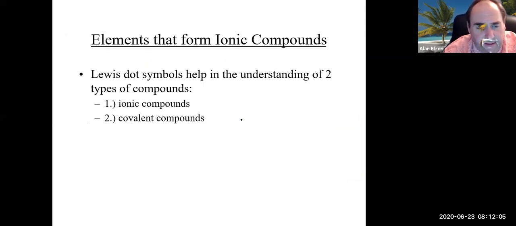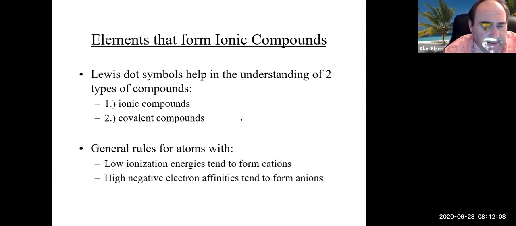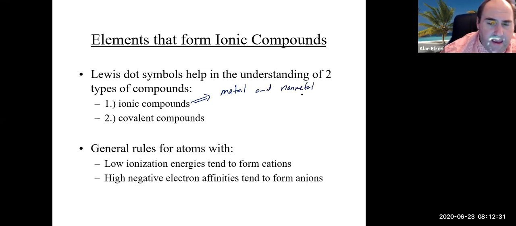So let's talk a little bit about Lewis structures or Lewis dot symbols and what they help us understand. And it's really the 2 types of bonding. So the 2 types of bonding that we're going to talk about are ionic bonding and covalent bonding. And ionic bonding is pretty much between a metal and a non-metal. And what happens in an ionic bond, as we will see, is basically there's a transfer of electrons. So we get this transfer of electrons that occurs from the metal to the nonmetal.